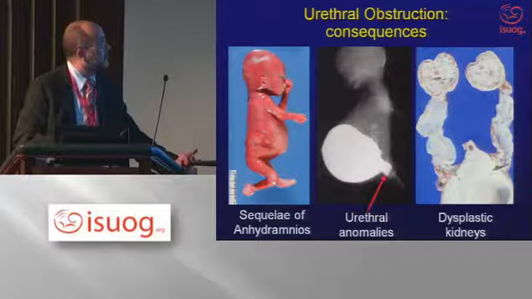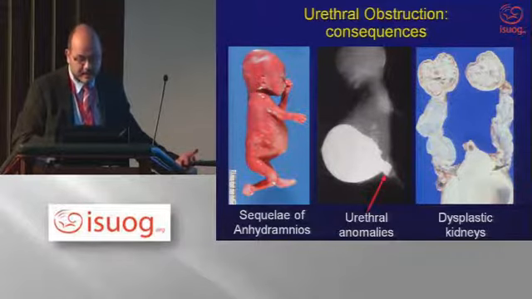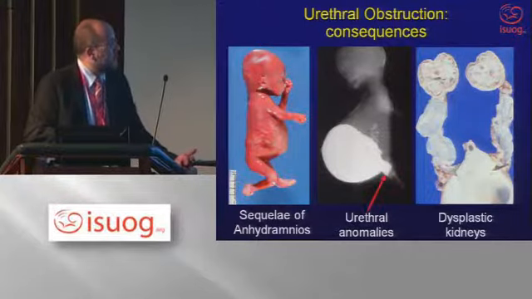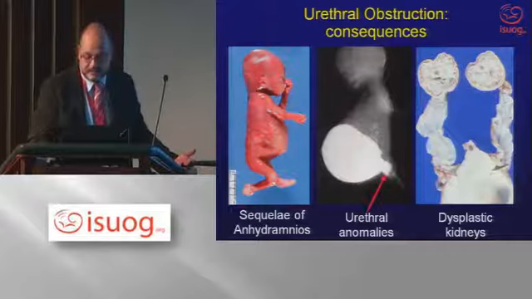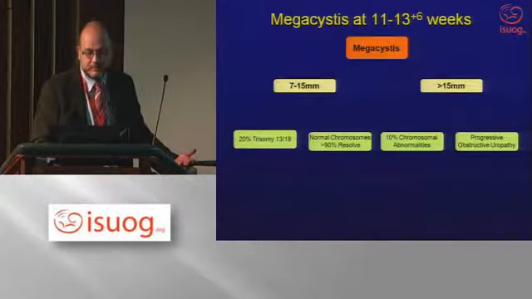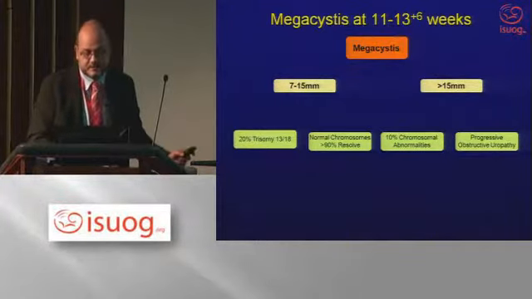But sequelae of anhydramnios, obviously, are pulmonary hypoplasia and limb deformities, and because of the back pressure, dysplastic kidneys and renal failure in these infants.